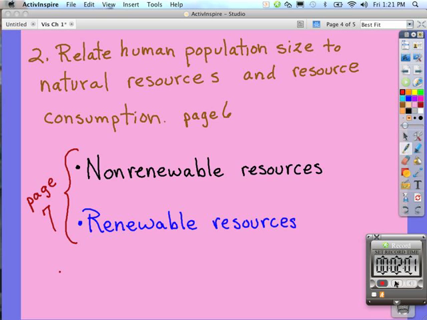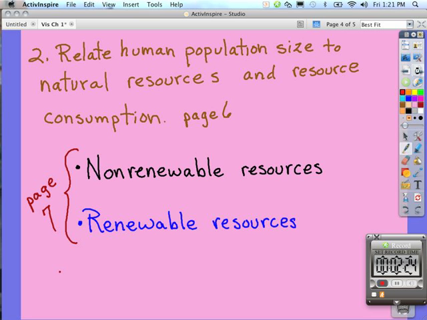The second objective in your book will be to relate human population size to natural resources and resource consumption. And this is on page 6. There are definitions for renewable resources and non-renewable resources on page 7. So we'll discuss those and see what you think about those.